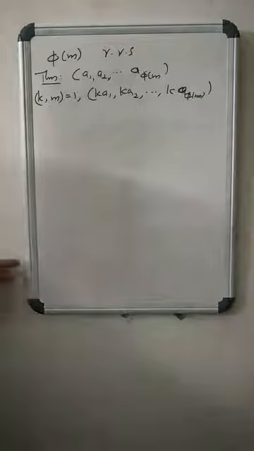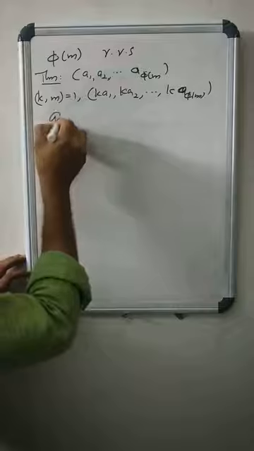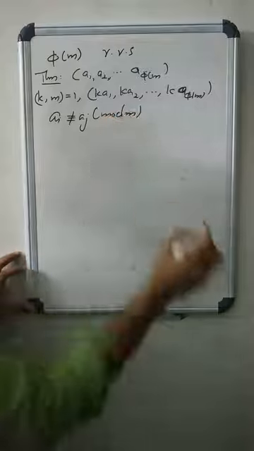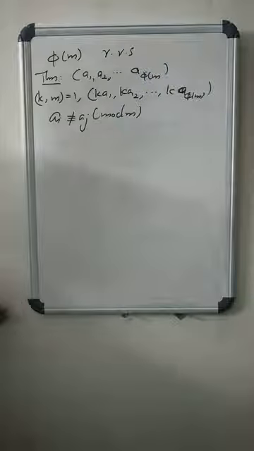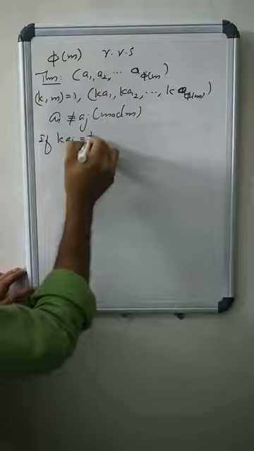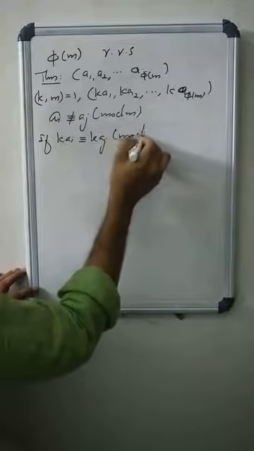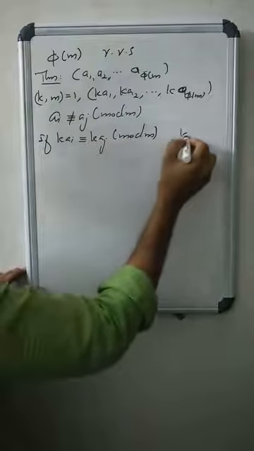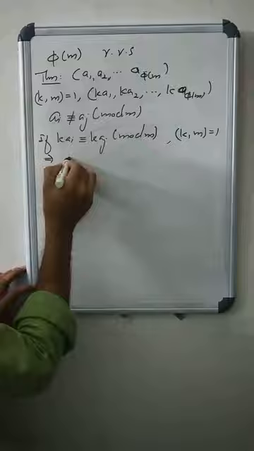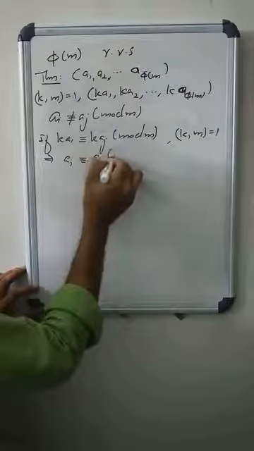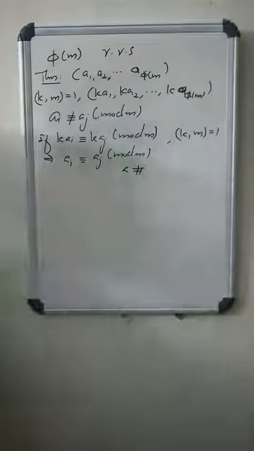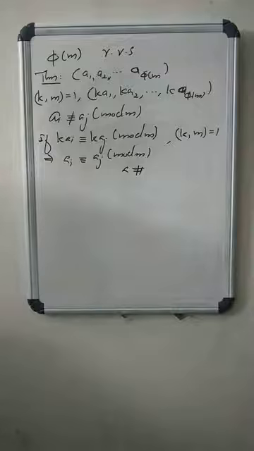Since a1, a2, etc., a phi of m form a reduced residue system mod m, we have ai is not congruent to aj mod m for all i different from j. If possible, kai is congruent to kaj mod m, then it is given that k and m are relatively prime. So by the cancellation law, immediately we can conclude that ai is congruent to aj mod m. That's a contradiction. That is not possible because a1, a2, etc., a phi of m form a reduced residue system.